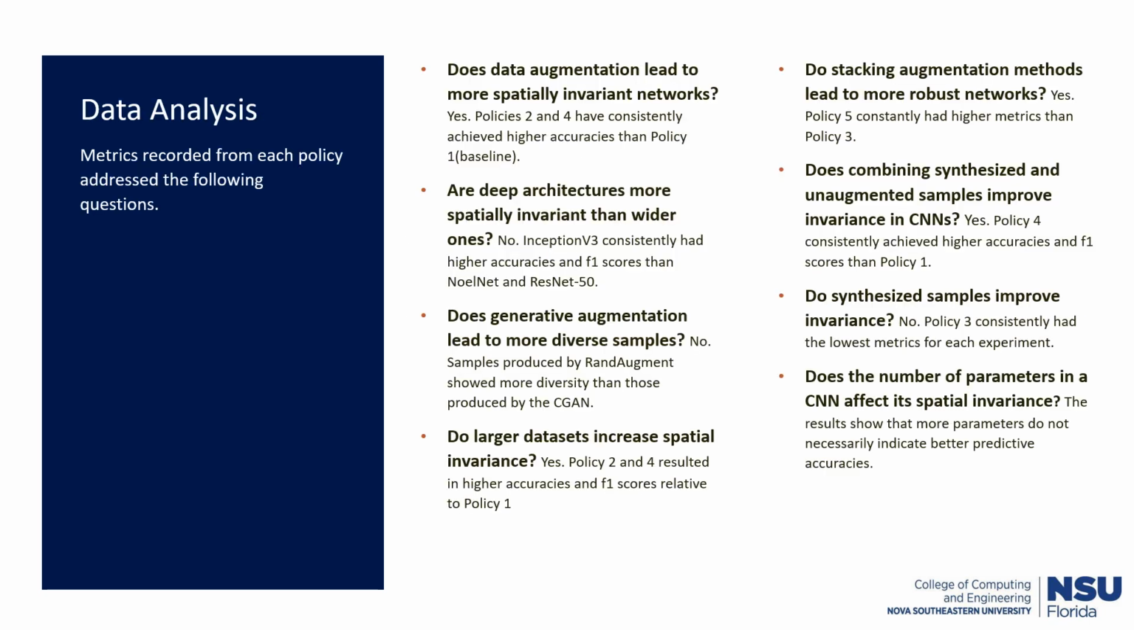Now, in terms of some analysis, does data augmentation actually lead to more spatially invariant networks? The answer to that would be yes, based on the experimentation. Why? Because policies 2 and 4 consistently achieve higher accuracy than policy 1, which was the baseline. Then, are deep architectures more spatially invariant than wider ones? The results would indicate no, since InceptionV3 consistently had higher accuracies and F1 scores than NoelNet and ResNet50. Remember, InceptionV3 was a wider network, while ResNet and NoelNet are deeper networks.